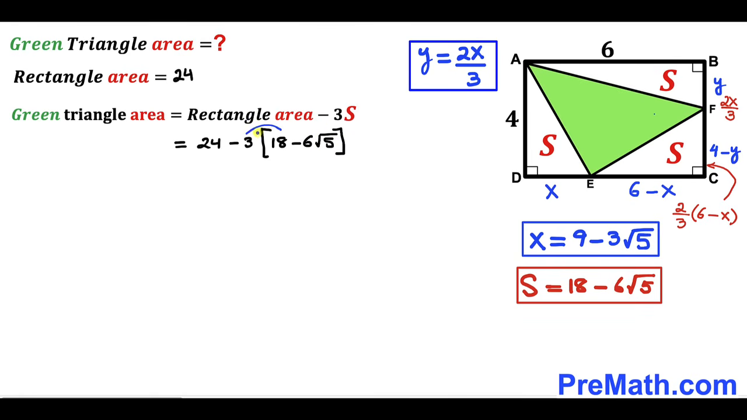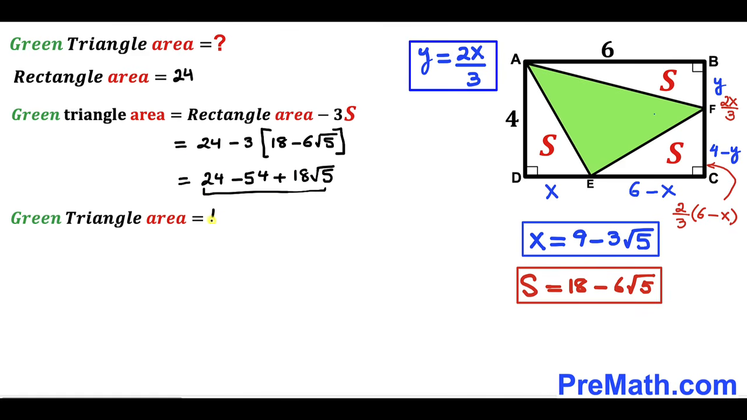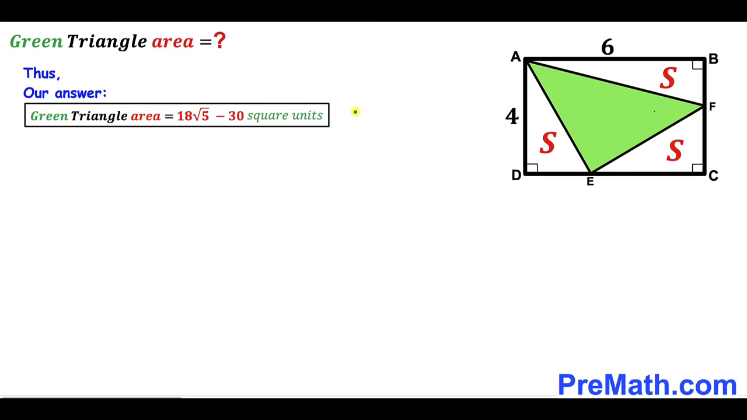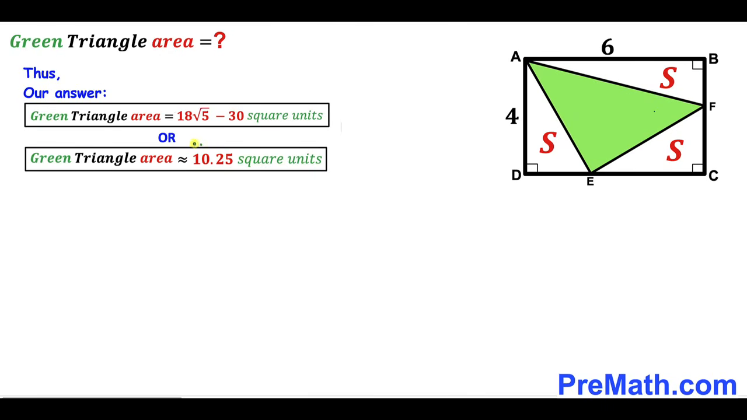And now we are going to distribute 3. And now we can see 24 minus 54 is negative 30. So therefore, if we simplify this whole thing, that could be written as 18 times square root of 5 minus 30 square units, the area of this green shaded triangle. So thus, after all the calculations and manipulations, our green triangle area turns out to be 18 times square root of 5 minus 30 square units. And that is going to be approximately equal to 10.25 square units as well.